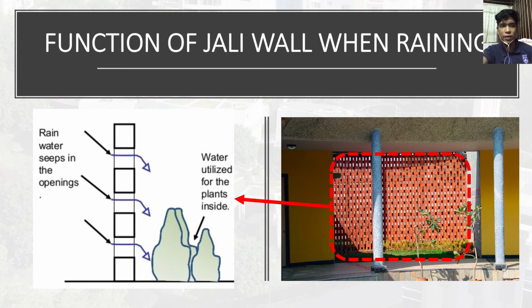So this is the function of the jelly wall when it's raining. The jelly wall has many benefits. So this is one of the benefits: the rainwater is received in the openings, and it can give water to be utilized for the plants inside. So it does not waste the rainwater. The rainwater can be used in a good way.